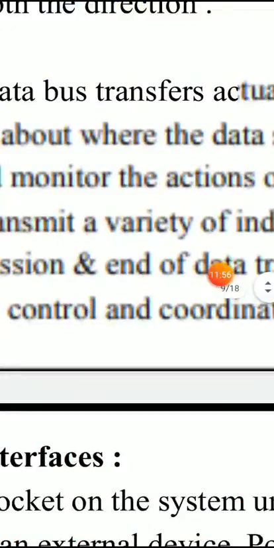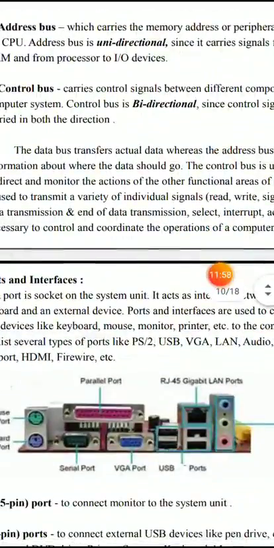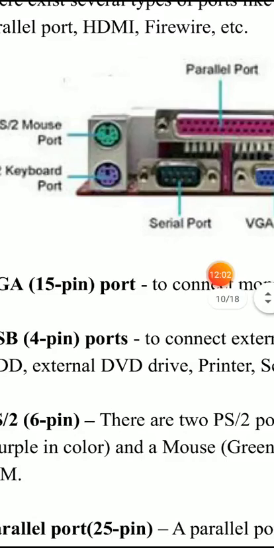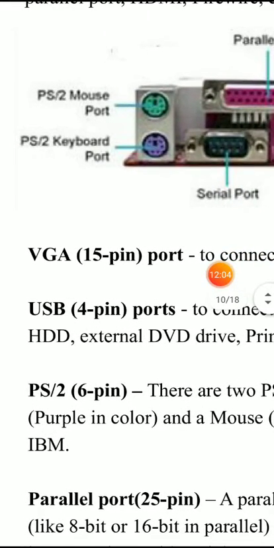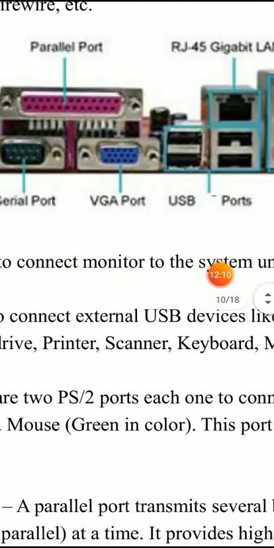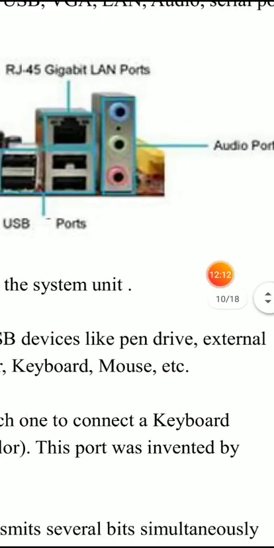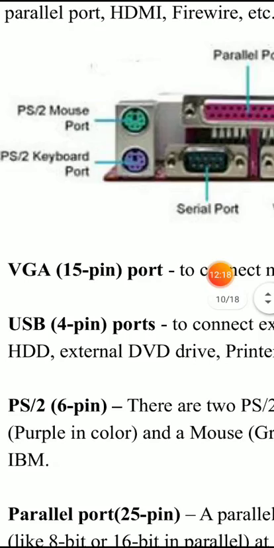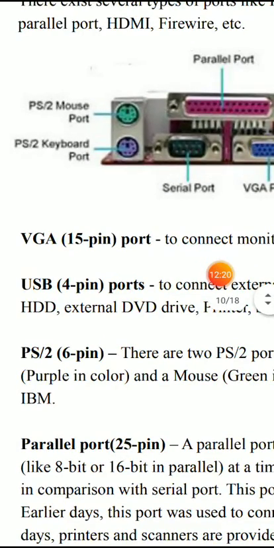This is used to interface a monitor with the computer system. So the next part is the USB port. The USB port is used to connect various external devices with the computer system, like an external hard disk, memory card, pen drive, keyboard, printer, scanner, everything can be connected. Around 128 devices can be connected with the USB port. USB stands for Universal Serial Bus.